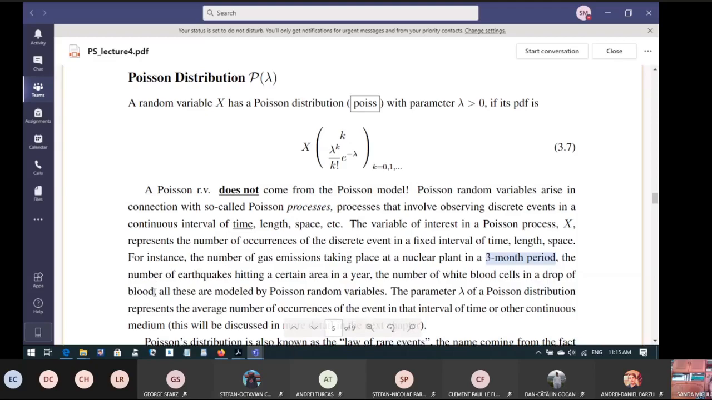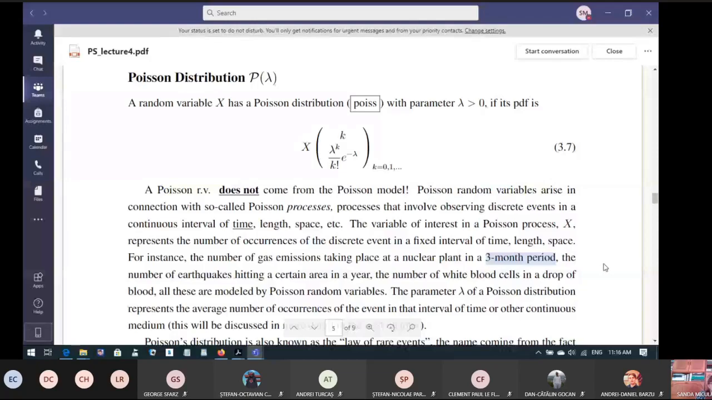Now the drop of blood, that would be volume, right? Again, something continuous, but in that interval, a drop, whatever that volume is, we're counting something. And that is the number of white or red blood cells. All these would be examples of Poisson random variables.